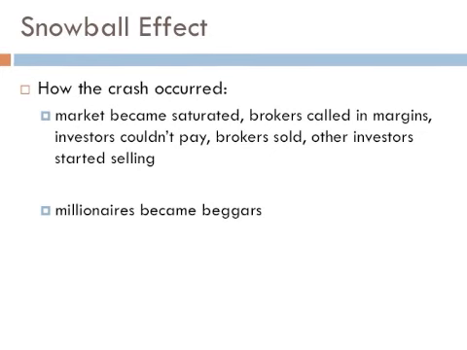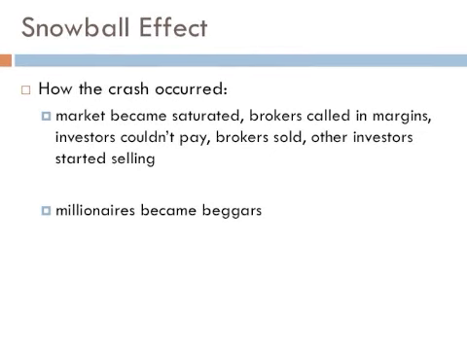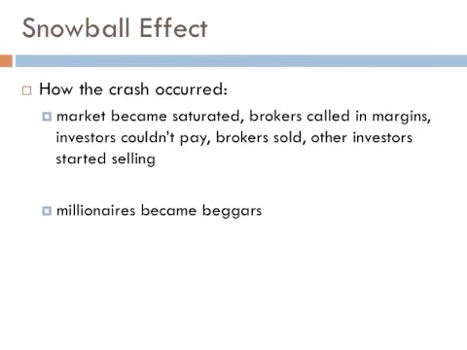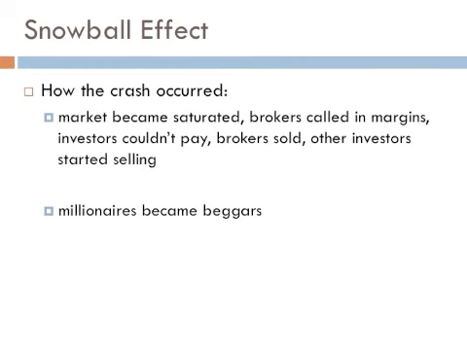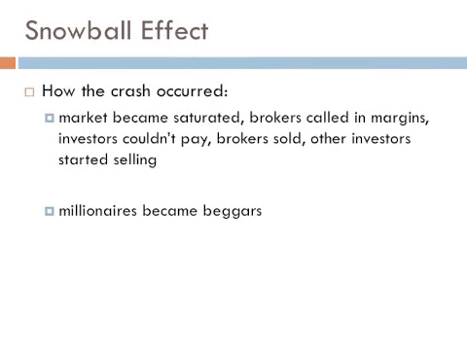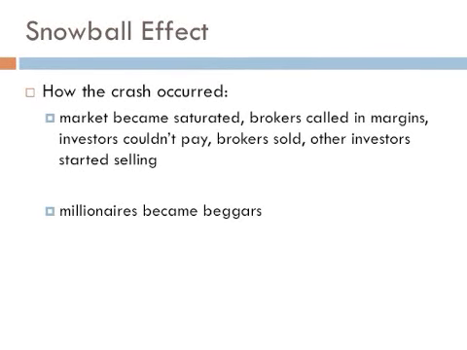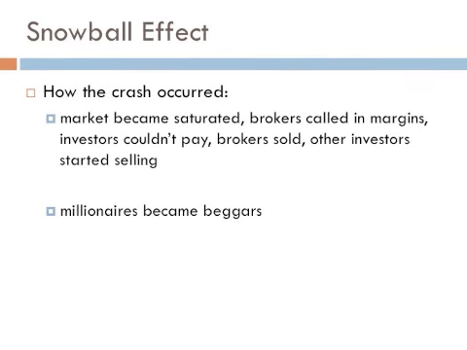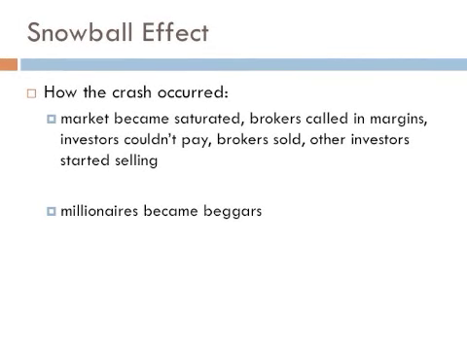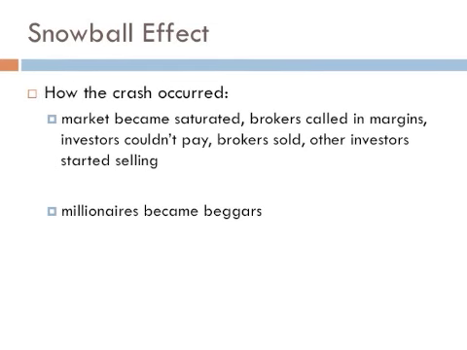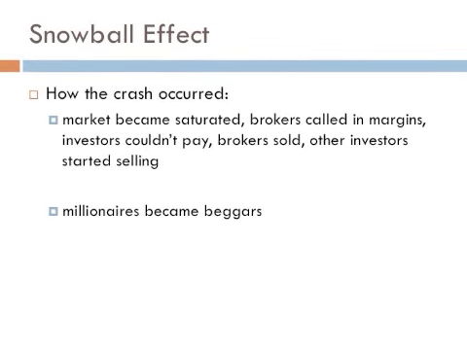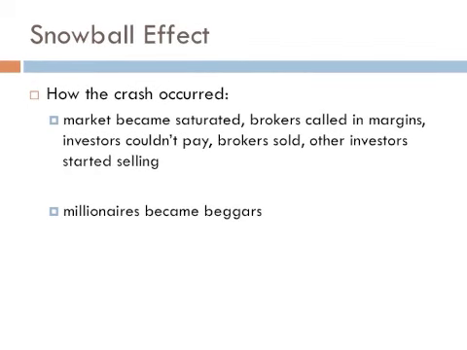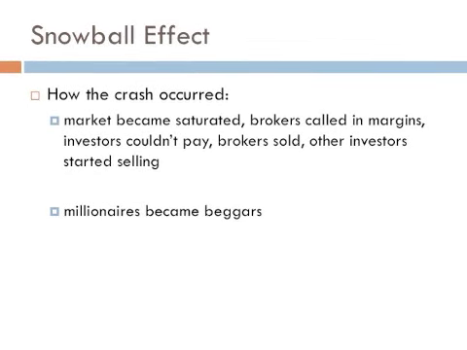So what ends up happening is we have a snowball effect, which leads to the stock market crash. The way it went, basically, is that first of all, the market became saturated. You have a lot of overinflated stock in the market. When this happened, brokers began to call in their margins, and because the investors had borrowed this money, they didn't have the cash on hand, so they were unable to pay the balance due. The brokers basically take over the stock and sell it to somebody else. When this happens, it starts snowballing as other investors start selling their stock as well.